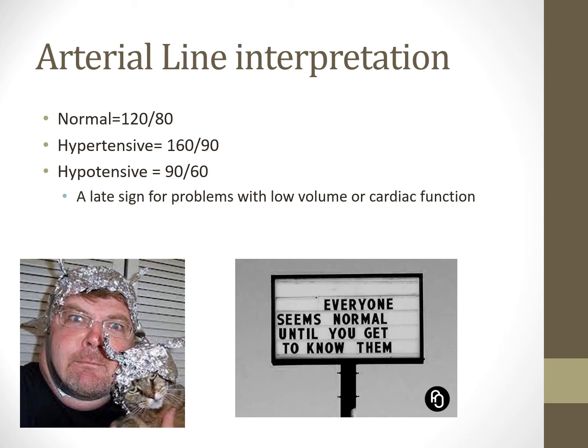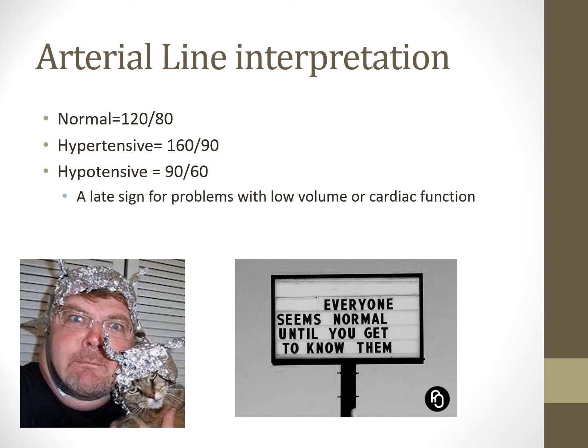There should be millimeters of mercury after those. Hypotensive is anything less than 90 systolic or less than 60 diastolic. Now, is it possible someone's systolic could be 120 and their diastolic could be 100? Absolutely, and that would be a form of hypertension. So you're going to have to look at both of those numbers.